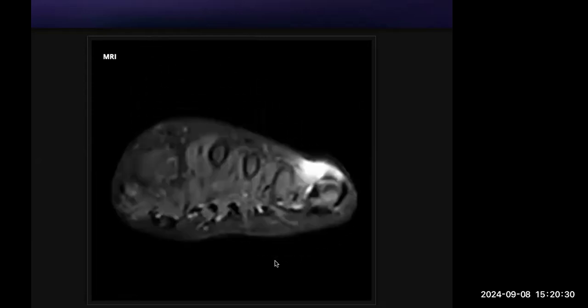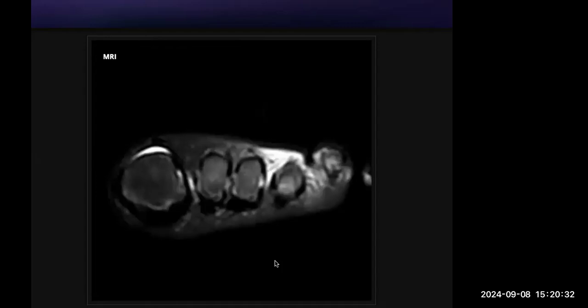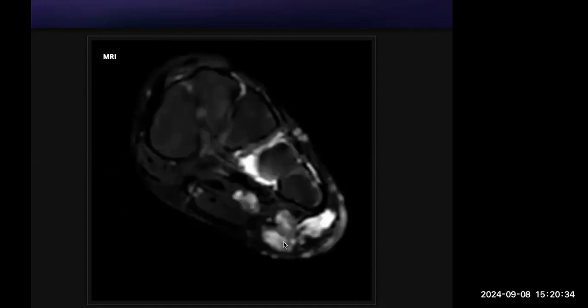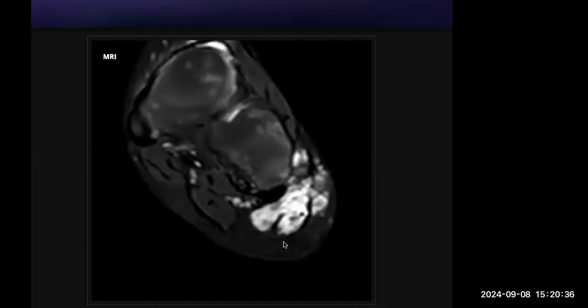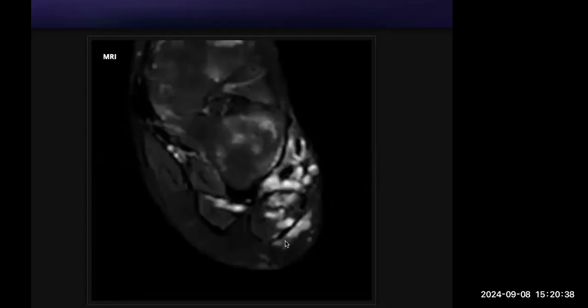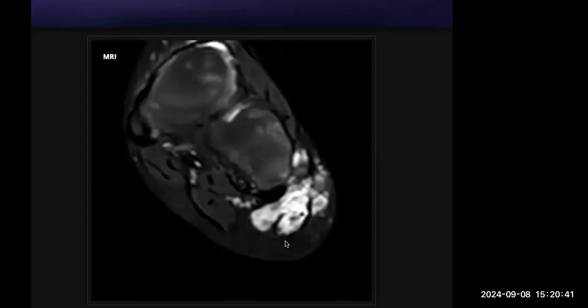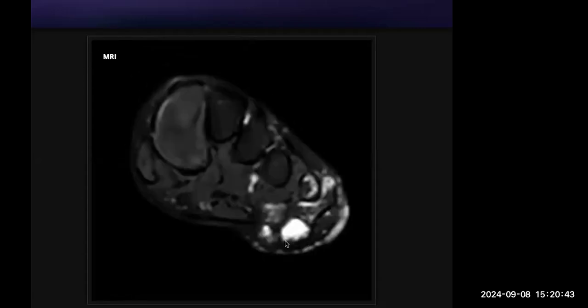So my first possibility in this case would be a lesion of vascular origin. The morphology of the lesion, like the multiple tubular channels and the fluid levels that I can see, would correlate with that.